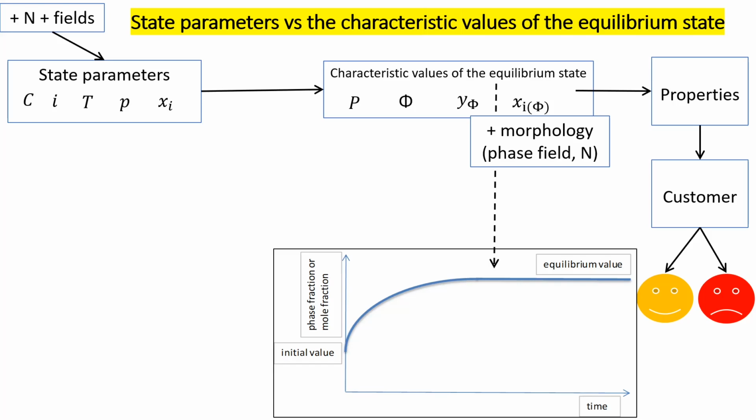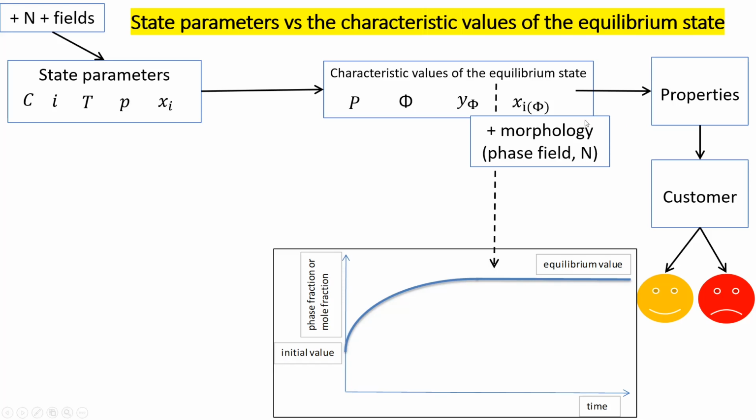Okay, now in this course of equilibrium of materials, we actually deal with these first two big boxes. So the relationship between the state parameters and the characteristic values of the equilibrium state. There is another big scientific field, how properties are determined by these values. Which phases, how many phases, phase ratio, phase composition, morphology. That's, again, a big science here.